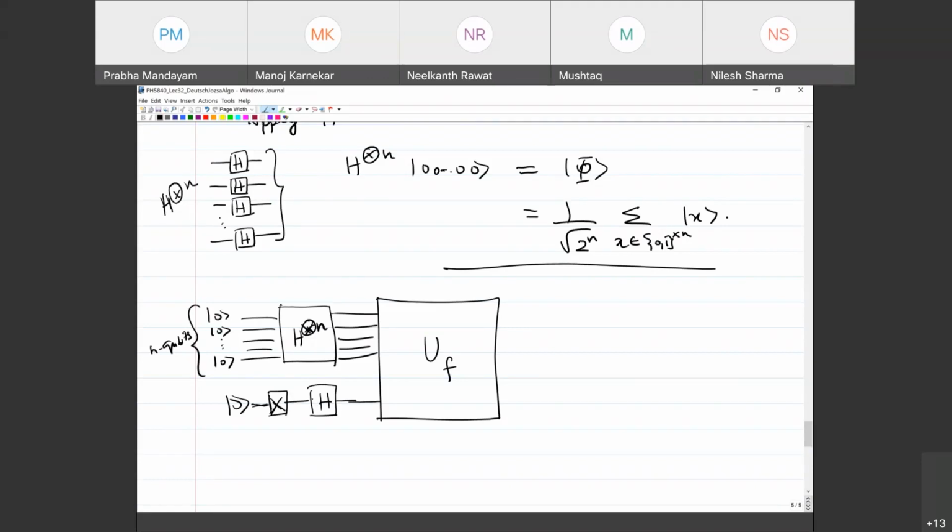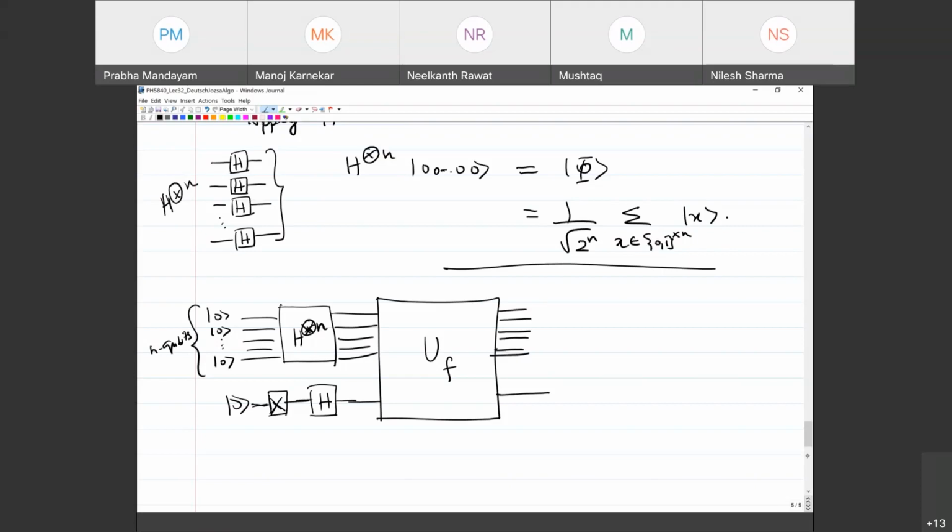So how are we going to measure? We have n qubits, so there are 2 to the n possible outcomes, right? How do we assign now, how do we map the output to the answer, whether the function is constant or balanced? So that's the last part that we need to do.